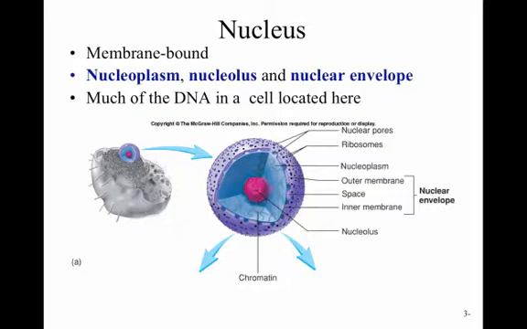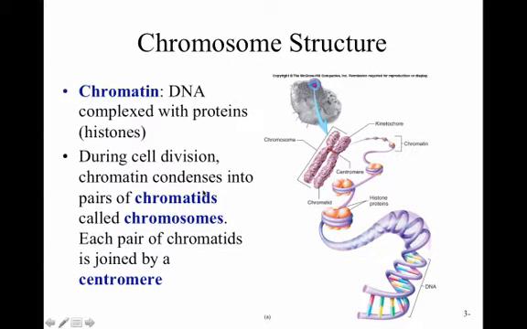The nucleoplasm is the substance inside the nucleus, and the nucleolus is that dense core. Where much of the DNA is located here. There's a little bit in the mitochondria, and the rest of it's located in the nucleus. The chromosomes are where the DNA is actually condensed.